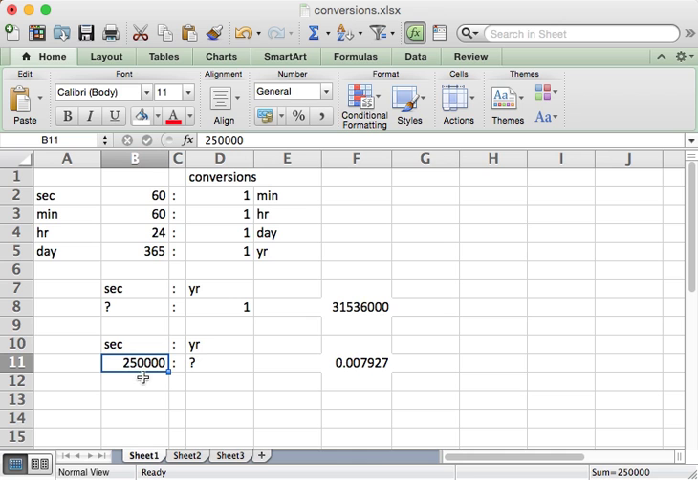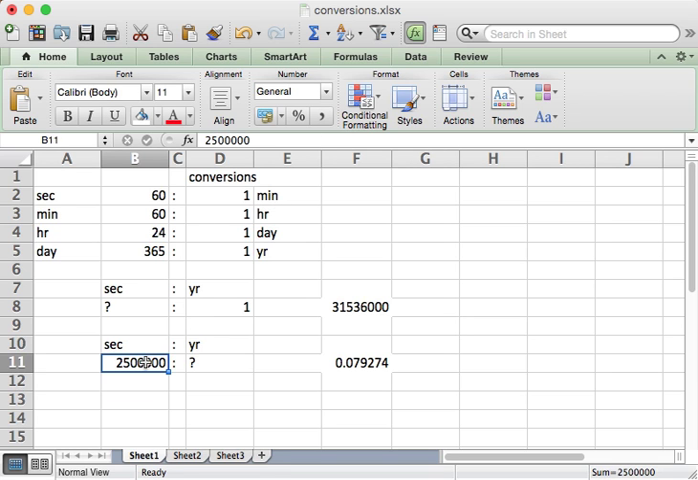Okay. Likewise, I could change this. We'll just add a 0 in here. 2.5 million basically seconds gets me up to 0.08 approximately, not even close to a year yet.